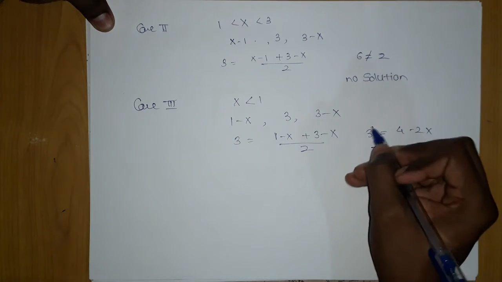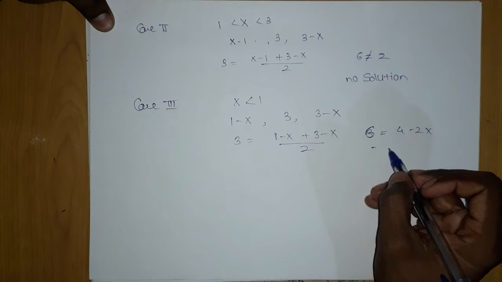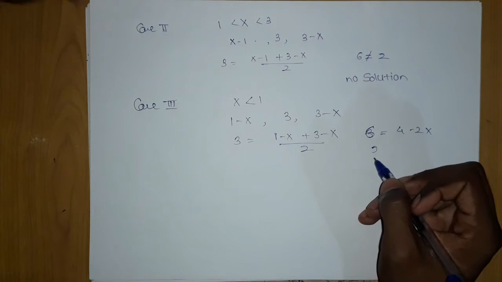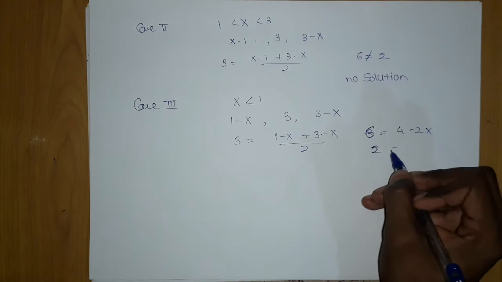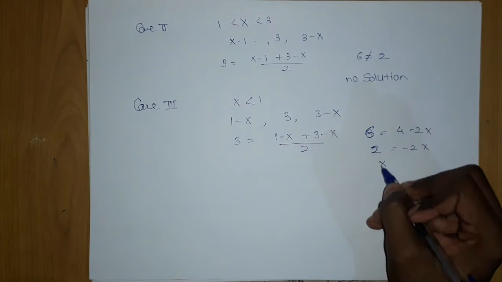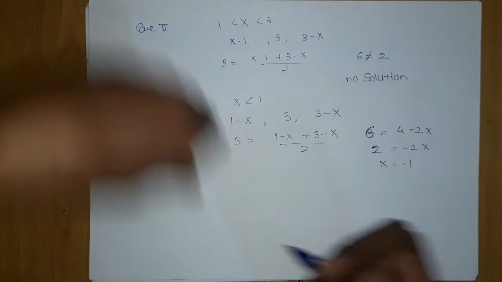We are getting x is equal to this will be 6, 6 minus 4. 6 minus 4 is nothing but 2, 2 minus 2x. So we are getting x is equal to minus 1. We are getting x is equal to minus 1.